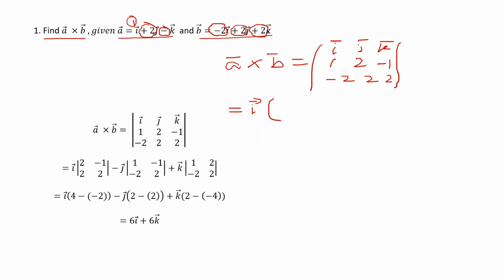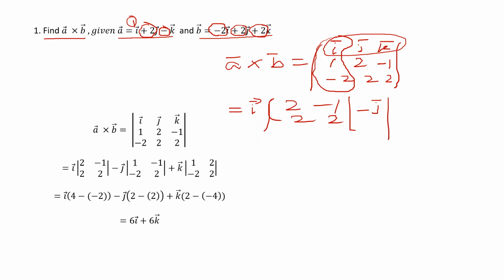So how to perform this? First, suppress the i vector. In other words, I can say remove the row and column in which i vector appears. So if you do so, this row we have to remove and this column we have to remove. So the remaining elements are 2, minus 1, 2 and 2. Before taking j, you have to write minus. So minus j vector, determinant value of.